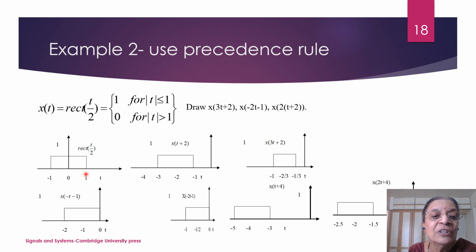So this 1 will be shifted by 4 samples, 0, minus 1, minus 2, minus 3. So this 1 will coincide with minus 3 and minus 1 will coincide with minus 5. So minus 5 to minus 3, this is x of t plus 4. Now scale the time by a factor of 2. So 5 will become 2.5, minus 3 will become minus 1.5. This is easy, isn't it? Yes.